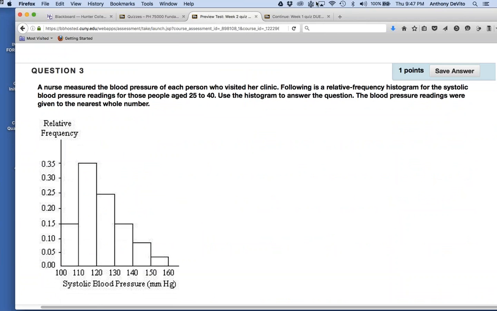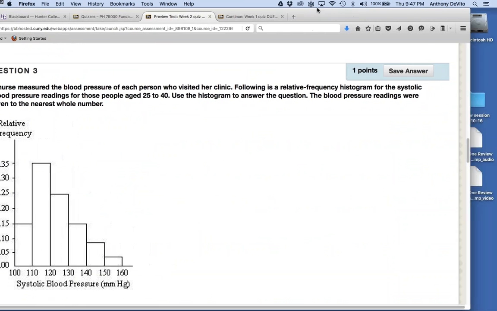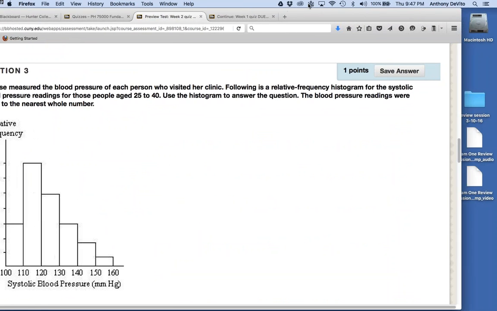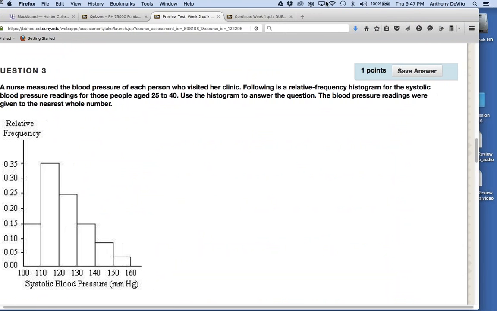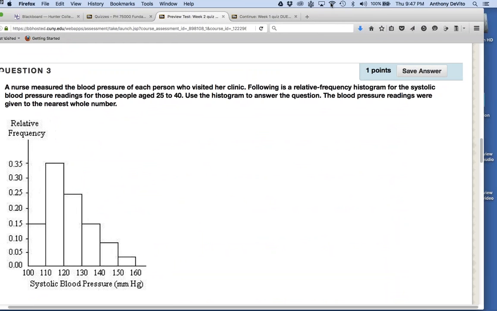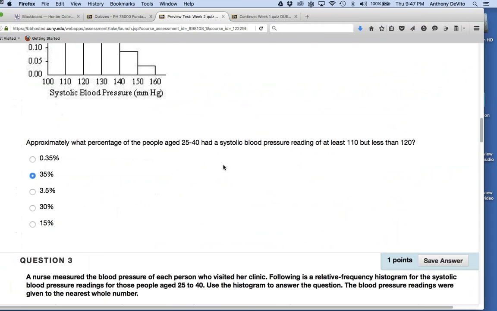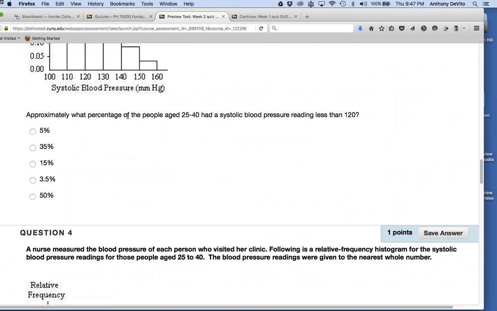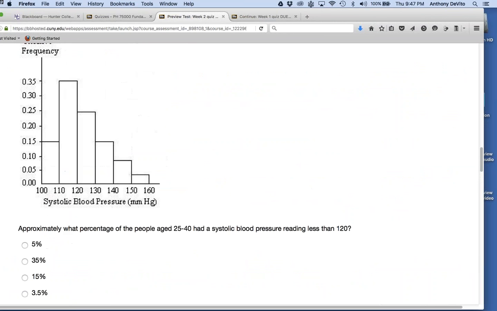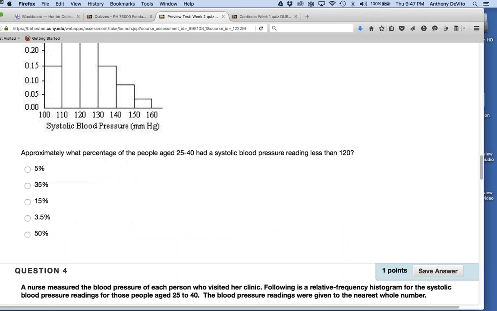Okay, so a nurse measured the blood pressure of each person who visited her clinic. Okay, the blood pressure given. Now, what's this question now? Oh, they just repeated the drawing. Approximately what percentage of people aged 25 to 40 has systolic blood pressure less than 120? Well, less than 120 means only these two bars to the left. So we've got 35%, 15%. So that's half of the population, right? 50%.